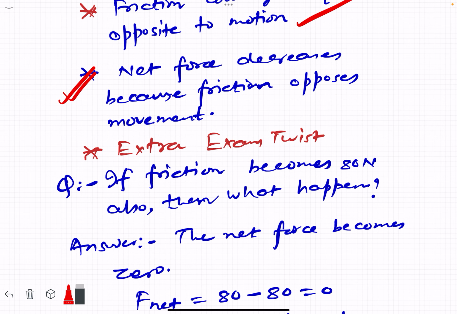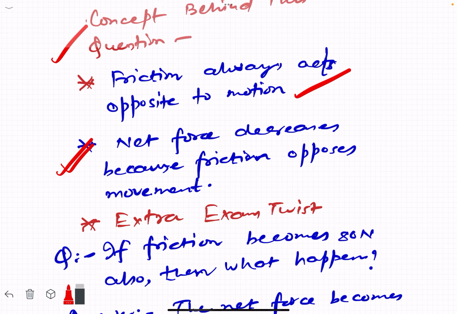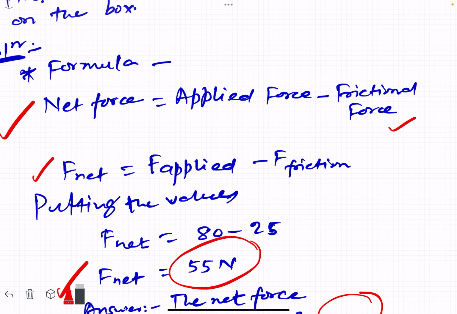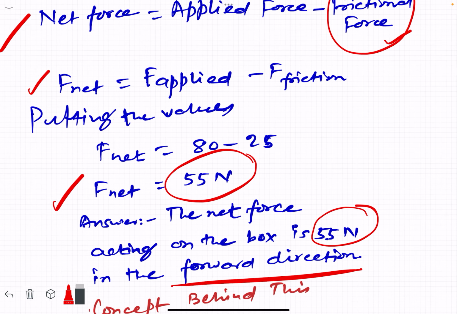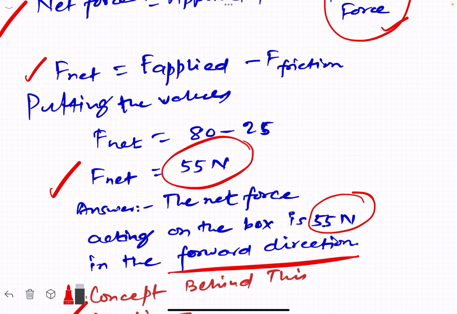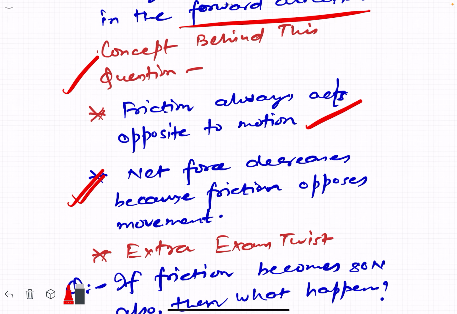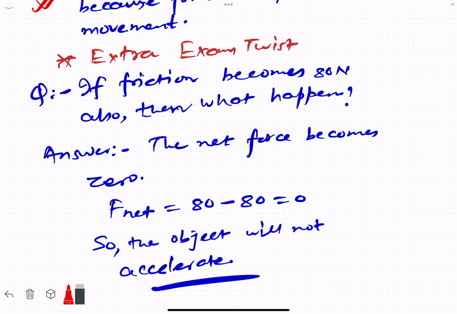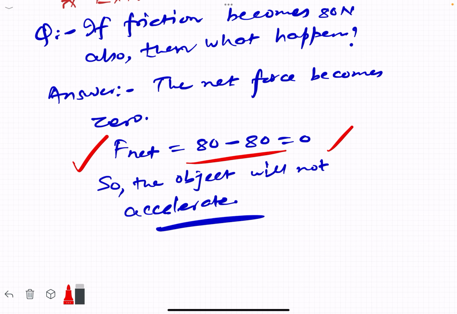Extra exam twist is, if friction becomes 80 Newton also, then what happens? In this question, if frictional force also becomes 80 Newton, then we will write F friction is equal to 80 Newton and we will get F net is equal to 0. So the net force becomes 0. F net is equal to 80 minus 80 is equal to 0. So the object will not accelerate.